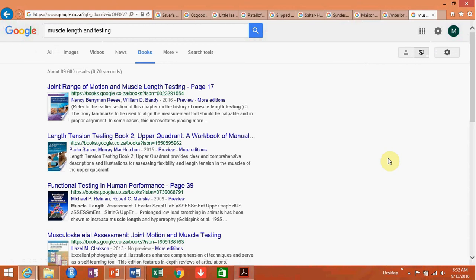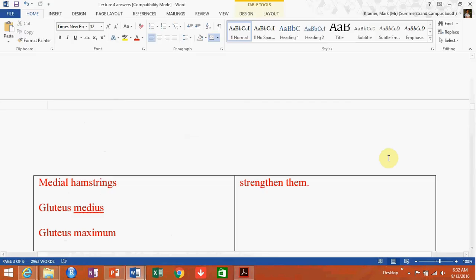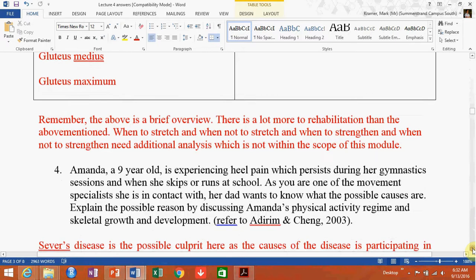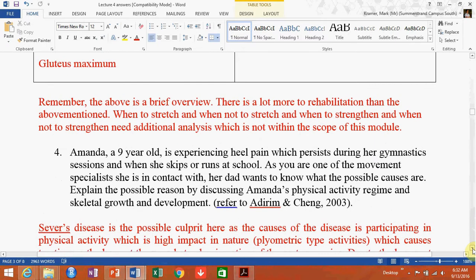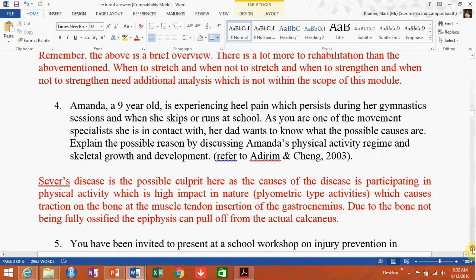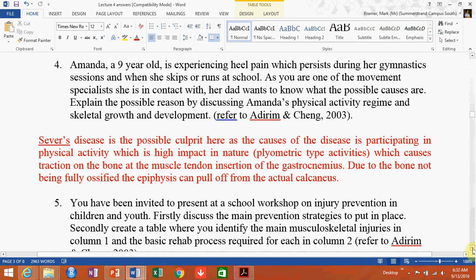So again, not within the scope of motor development, but what I'd like you to know for your prac exam is just in general what it is you need to do, and then of course you must know your anatomy, because by now you should know your anatomy. Okay, remember the above in brief. As I've said, there's a lot more rehab that goes into it, and that's of course without getting too much into depth and out of the scope of this module.